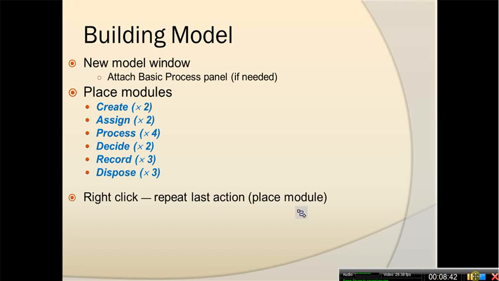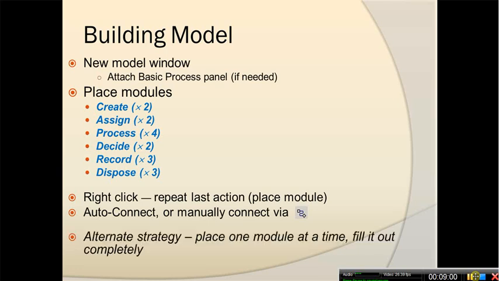And so we can right-click to repeat the last action, place a module. We can auto-connect or manually connect using this button here. As you can see, this little button that has a square and then the blue wiggly line and then a diamond. And an alternate strategy is to place one module at a time and fill it out completely.